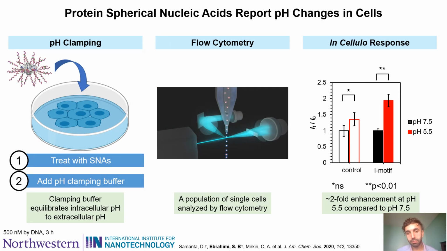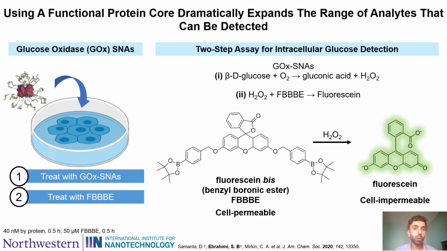The answer is yes. So if we take one set of cells and expose them to pH 5.5 clamping buffer, which equilibrates the pH outside of the cell with the pH inside of the cell, and take another set of cells and expose them to pH 7.5 clamping buffer, and then analyze the fluorescence of these two cells using flow cytometry, what do we find? We find that cells treated with our I motif SNAs at pH 5.5 exhibit roughly twofold enhancement in fluorescence compared to those cells at pH 7.5, telling us that these probes actually are able to function inside of live cells. Now we can start to think about pushing things one step further.